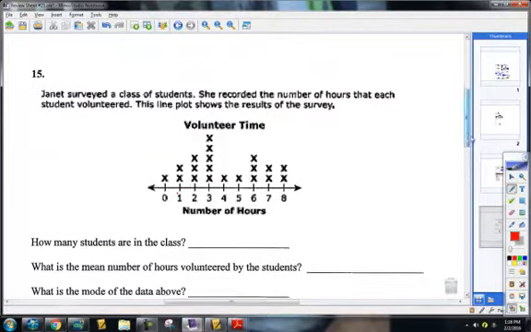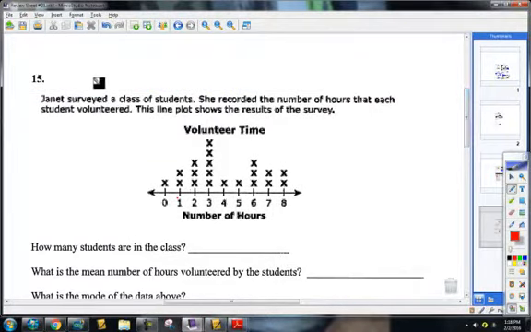The one thing that you should always do when you're given one of these dot plots is you should always make a list. Think about this. If she was really tallying this up, she would say, okay, how many of you spent 0 hours volunteering? One person would raise their hand, so we'd have 1 zero. How many of you spent 1 hour? 2 people raised their hand, so we'd have 2 ones. How many people spent 2 hours? 3 people raised their hands. Okay, and then you should go through there and do that.